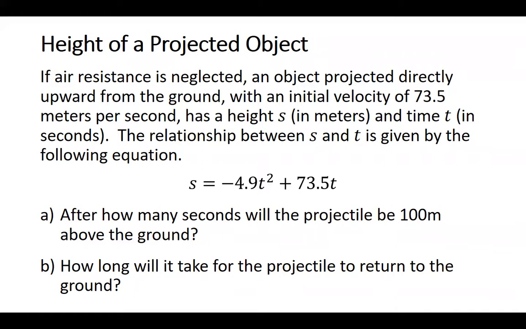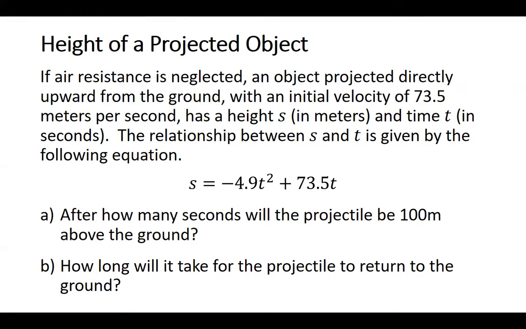So we have the following equation: s is equal to negative 4.9 t squared plus 73.5 t. Whereas in the previous two examples, we came up with a quadratic equation to solve a problem, here we're being given a quadratic equation, but it's a model, meaning that it is giving us a relationship between the input and the output, not just an equation to solve for a specific output or a specific input. So this can be used for many different ones. Questions we're being asked are, after how many seconds will the projectile be 100 meters above the ground? And how long will it take for the projectile to return to the ground?